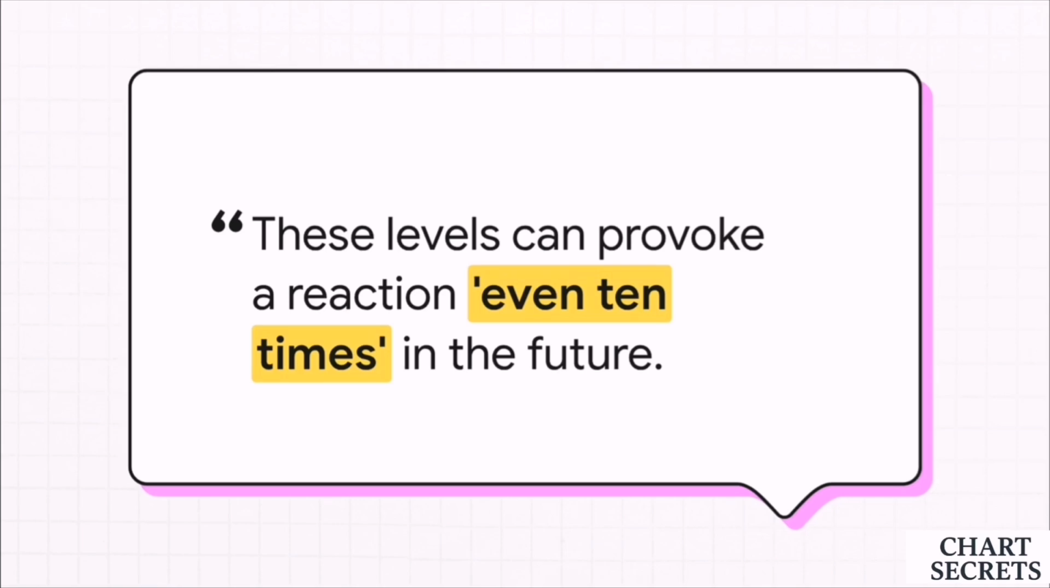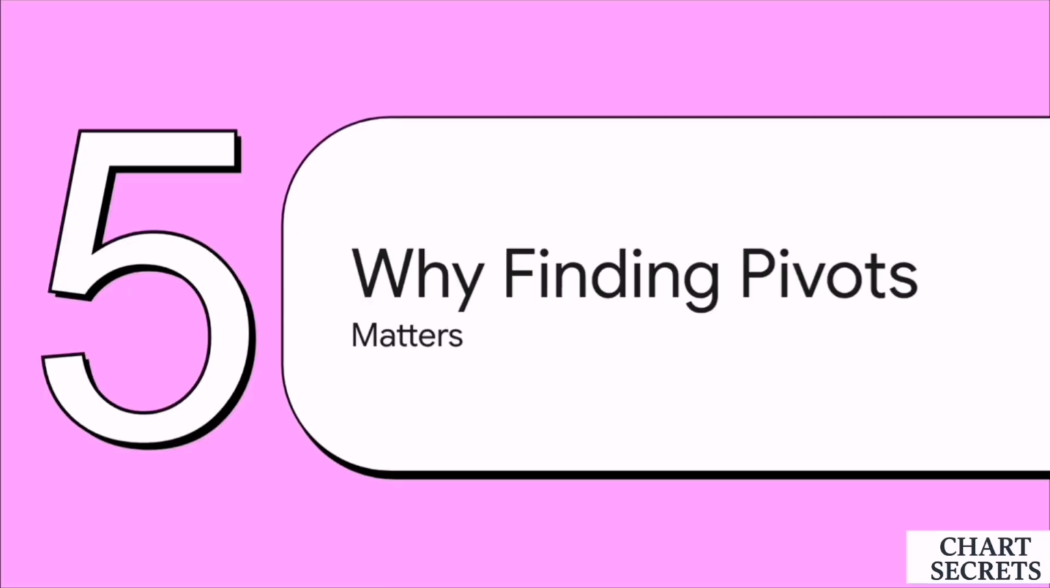And this just shows you how important they are. According to our source material, the levels that are marked by these exception pivots are so significant they can cause a market reaction again and again, even 10 times down the road. I mean, wow, these are the clues that keep on giving. So, we've figured out how to find the clues. But what's the real payoff for all this detective work?